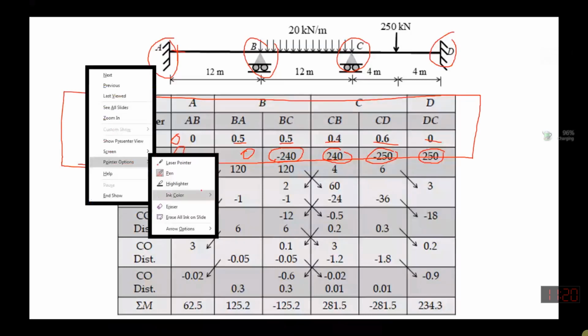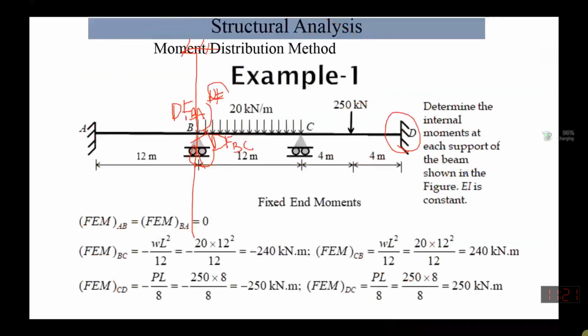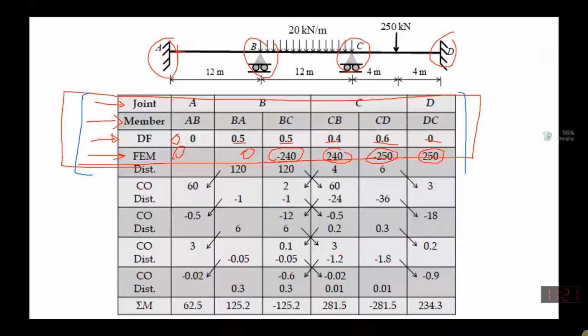Students, is it clear that this is the data we have plotted underneath the beam? We haven't done anything yet. This is just the information we gathered in the last 3 steps. From here we got the fixed end moments, which we put in this row. We found the distribution factors and have written them. Is it okay?